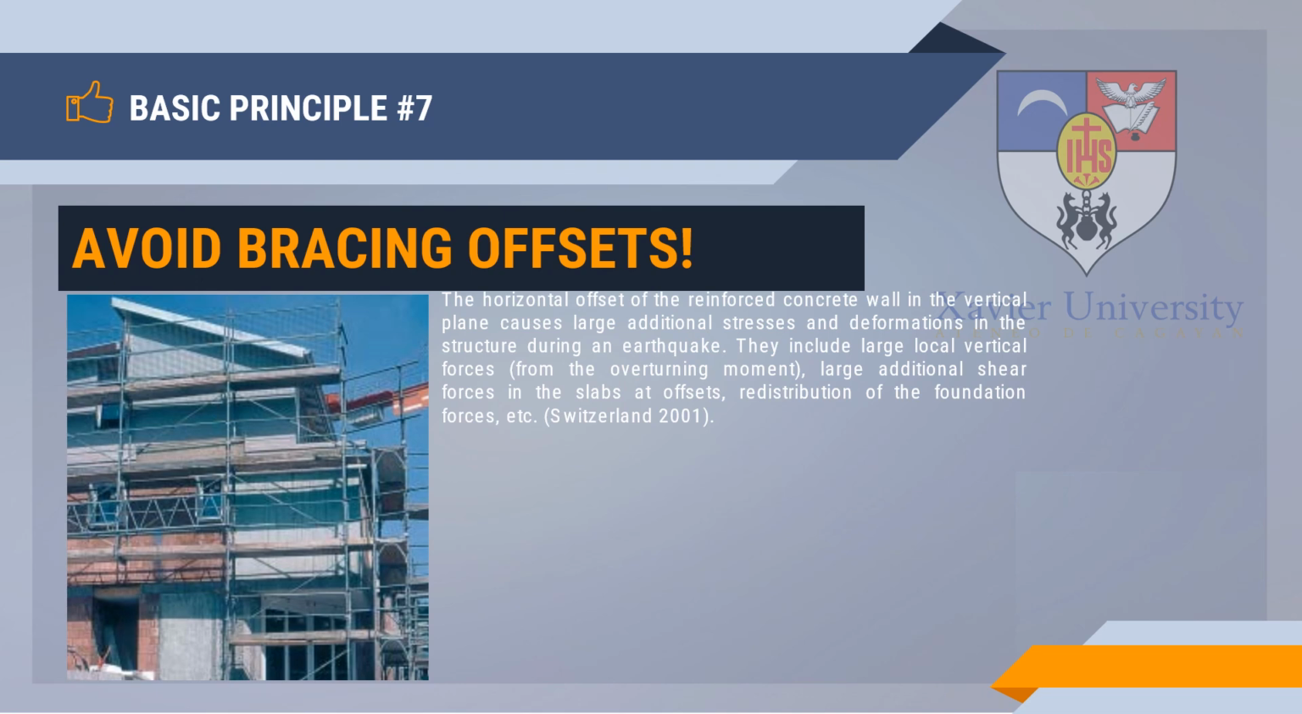So the horizontal offset of the reinforced concrete wall in the vertical plane causes large additional stresses and deformations in the structure during an earthquake. So they include large local vertical forces, large additional shear forces in the slabs at the offset, and redistribution of the foundation forces.